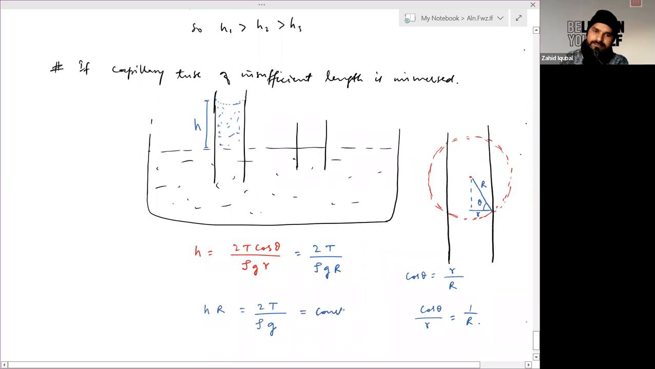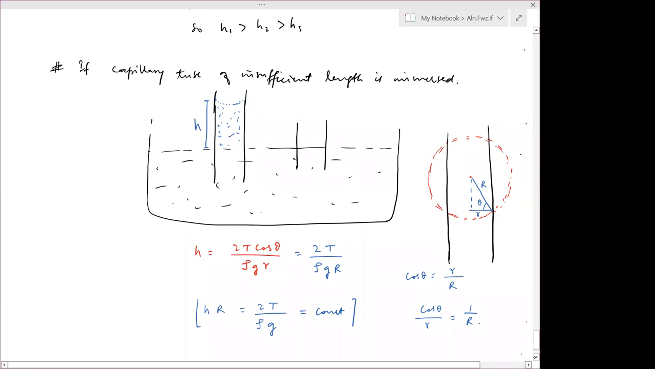So you will say the product of the height of the level in this liquid and r, the radius of the bubble formed or meniscus, will always be constant. So if h increases, the radius of the bubble formed will decrease, and consequently if h decreases, the radius of the bubble formed will increase, and vice versa. Is it clear? Yes, sir.